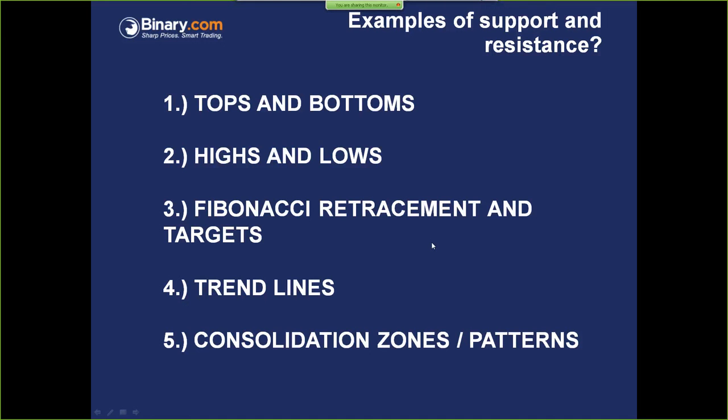So what are examples of support and resistance that you could use to identify potential entries? Also, don't forget that support and resistances are not only necessarily good as entries, but they're great targets as well. And they can even be used as filters.